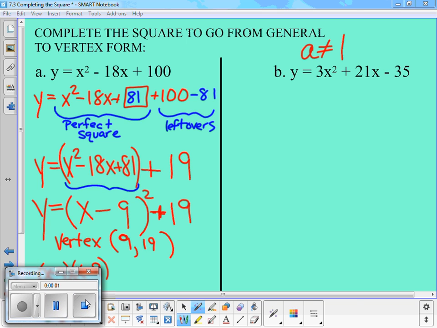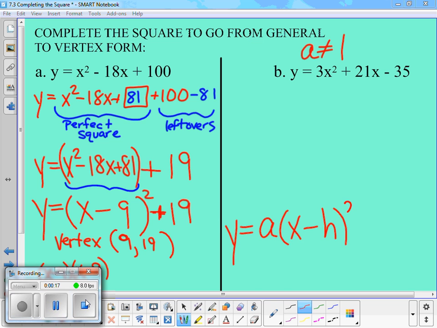All right, this is part B. Go back a page to where we were before. This is part B on page 11. All right? And what's different about this is that the A isn't 1. So when we get to the bottom here and we have it in what's called vertex form, I'm going to go ahead and write this near the bottom of that frame in your packet.